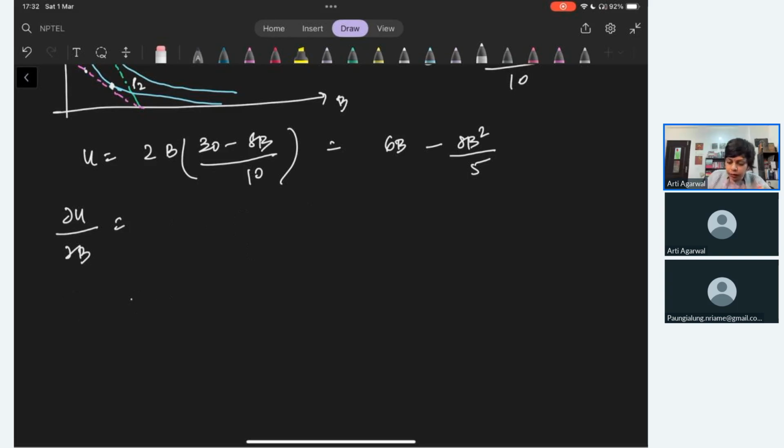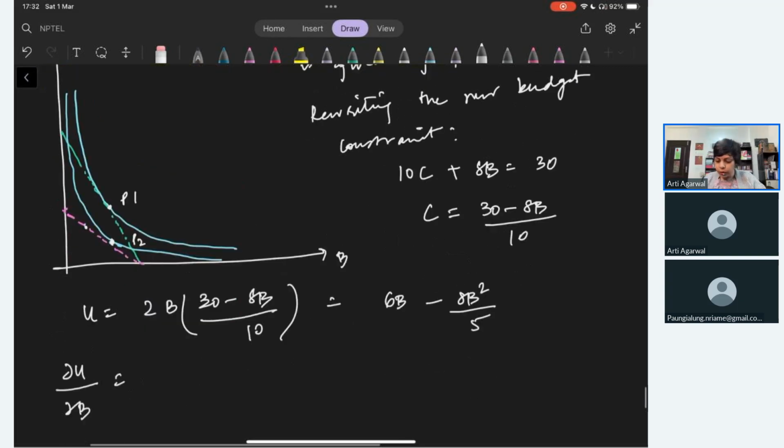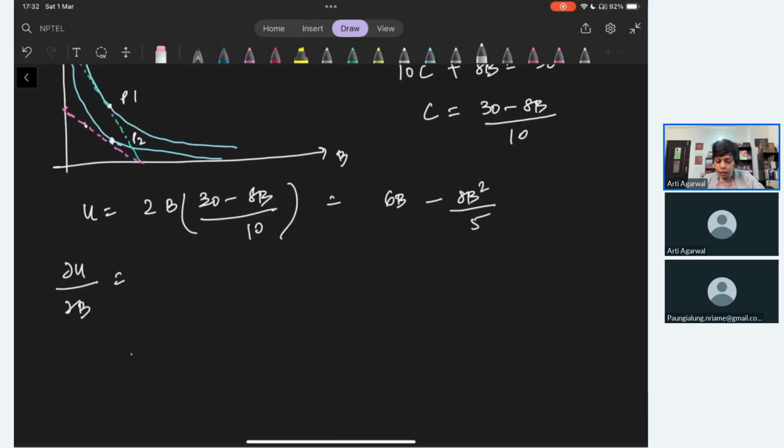Let's do this again. So we've substituted for C, which is 30 minus 8B by 10 multiplied by 2B. So this is 30B, not 6B, sorry. This is 6B, sorry. Yeah, 30 into 2B by 10. 30 by 10 is 3, 3 into 2 is 6, this is 6B. The rest is correct. Now we take the partial derivative.